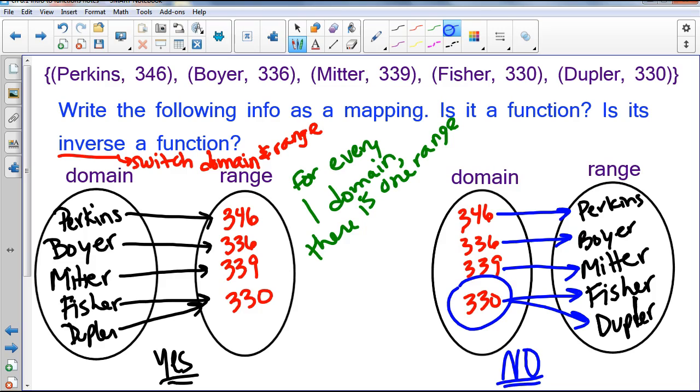One of the keys to pay attention to when you're looking at a mapping is the arrows. You're only allowed to have one arrow from one domain. 330 has two arrows coming off the same domain, but it's okay if it goes to the same number. All of these could have been the same number, as long as the domains have only one arrow coming from it. Okay, that is what tells you that there's one domain for one range.